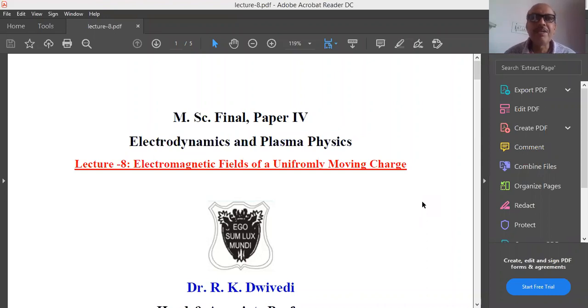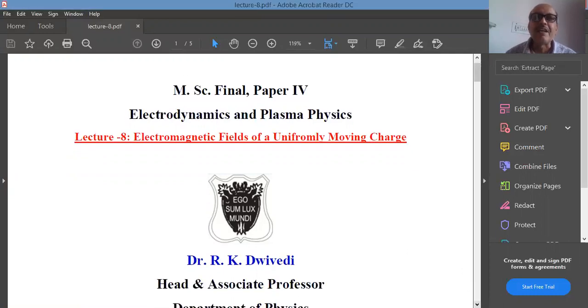We have derived the expression for electric field and the magnetic field using the electromagnetic field vectors A and B. In today's lecture, we will derive the electromagnetic field for a uniformly moving charge. I hope you understand the meaning of uniformly moving charge. A charge which is moving with a constant velocity is called a uniformly moving charged particle.